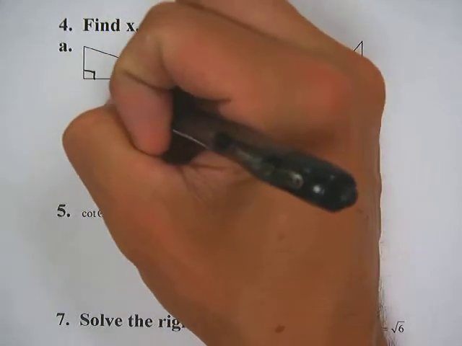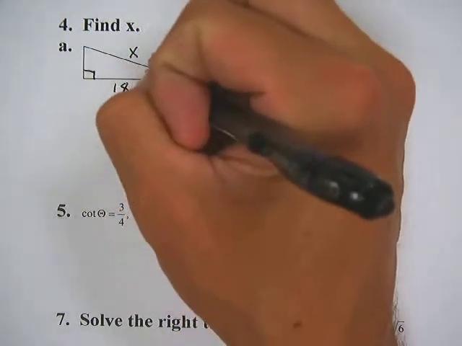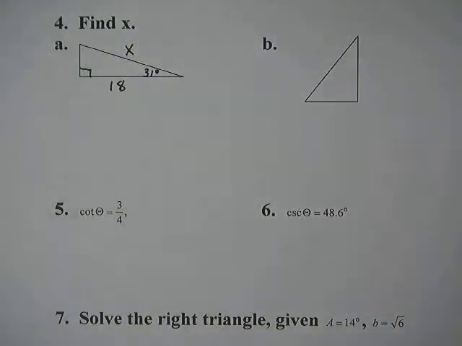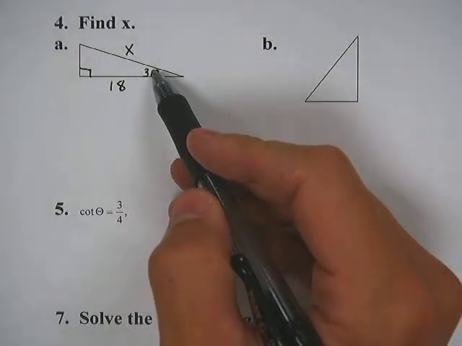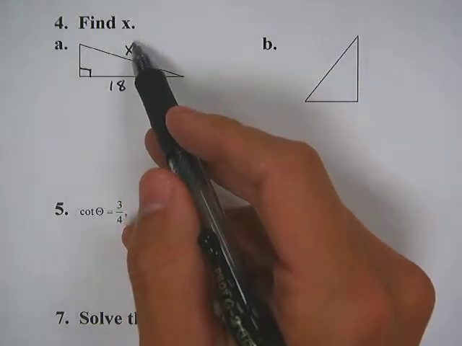Let's move on. Now let's actually put a little application into some of this. So let's say I have a triangle, and let's put a couple things in here. We'll call that x, we'll call that 18, and this 31 degrees. So, how would I figure out what x is? And this is one of the main purposes of trig, it helps you find this stuff.